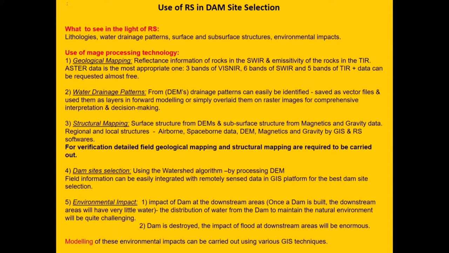Then the water drainage pattern, how the drainage is happening, subsurface and surface structures, and environmental impacts. Some major processing techniques give us cues on where to put the most suitable alternate site locations. A satellite image can help by giving a geological mapping, and it can help with water drainage. From the DEM, the digital elevation model, we can know how big the catchment is and how much water is available. Structural mapping helps us know where a fault runs, where the major joints are, or if there is a shear plane.